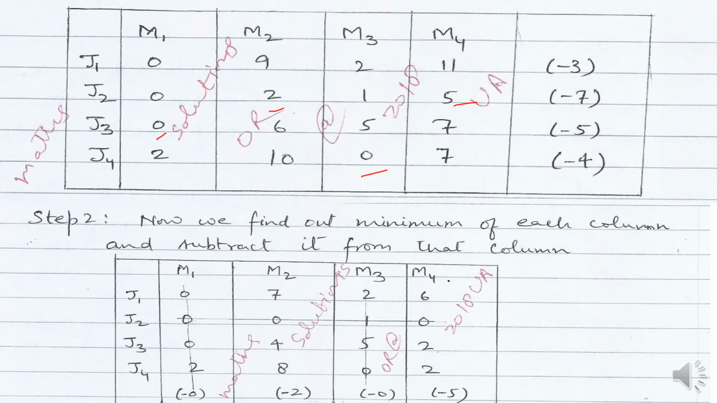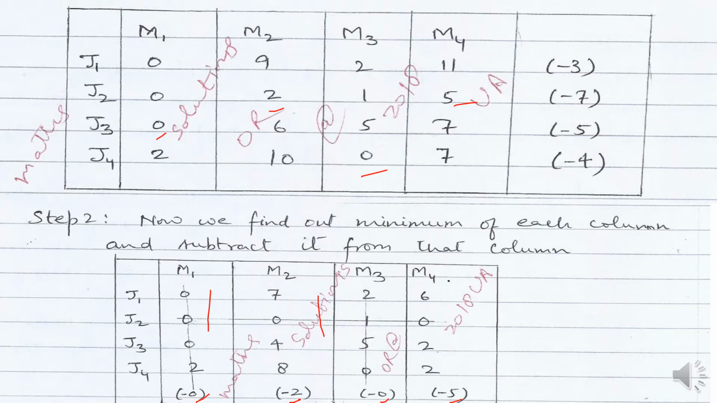So here we have written the new table, and we can see these are the elements after subtracting 0, 2, 0 and 5. The minus sign is showing that we are subtracting.